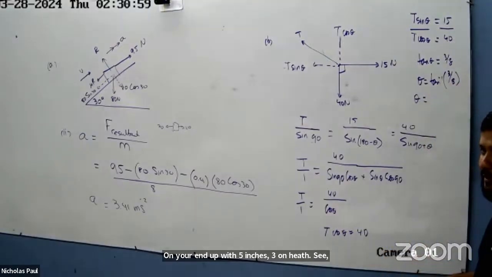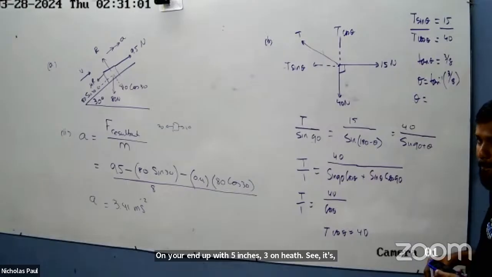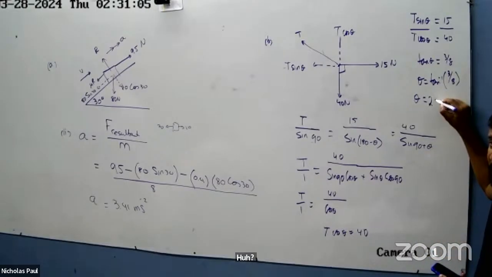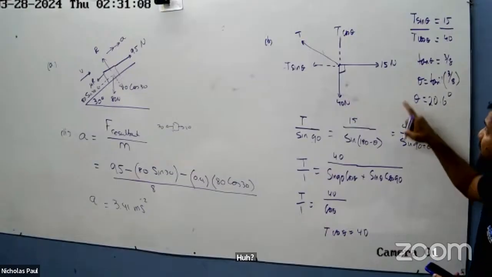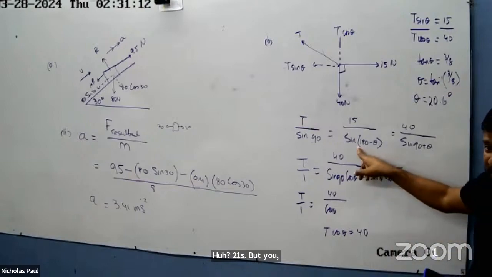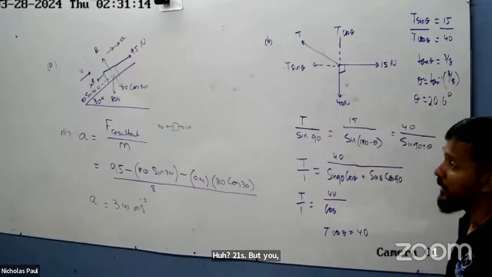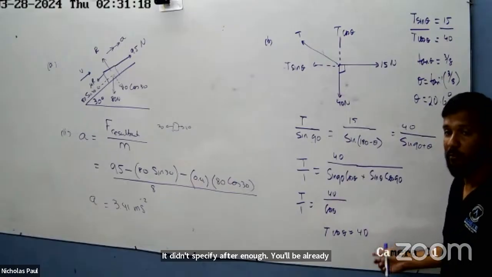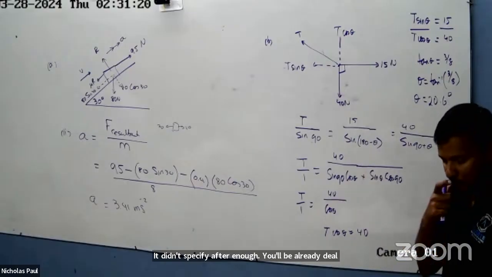How much is that? 20.6. Use this as well, expand this out. They didn't specify after that. We already did what they wanted, so you didn't have to go on, but I could.